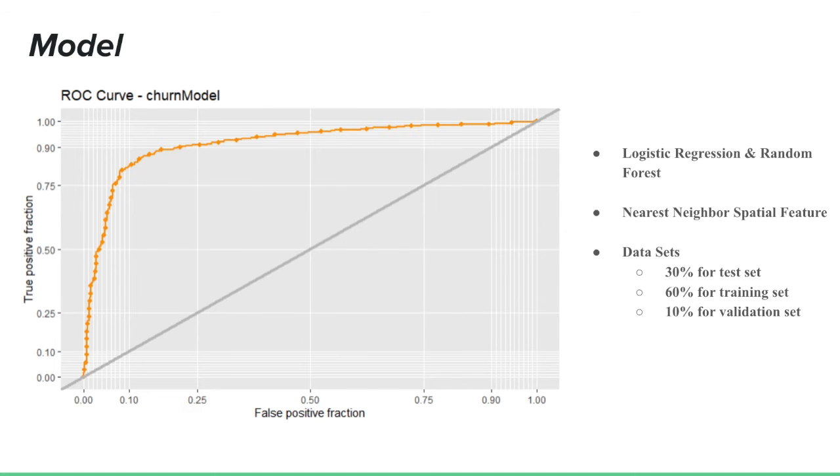For the machine learning models, we firstly use logistic regression to build models, and we also use random forest to improve the performance of our model. And we also find the nearest neighbor spatial features. We use 13% of the data for the test data and 16% of the data for the training data. And we also use 10% of the data for the validation sets.